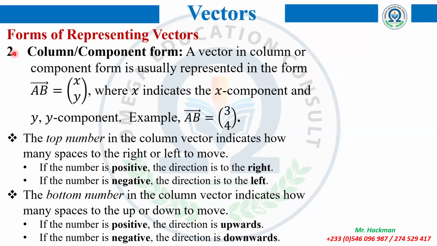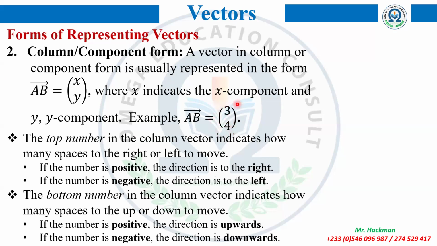So quickly, let's look at the second form of representing vectors. We have the column or component form. A vector in column or component form is usually represented in the form, and again, I'm using the free vector AB, is equal to x over y, in the column form, where x indicates the x component and y the y component. So example, the vector AB, a specific example, is equal to 3, 4. So the x component is 3, the y component is 4.